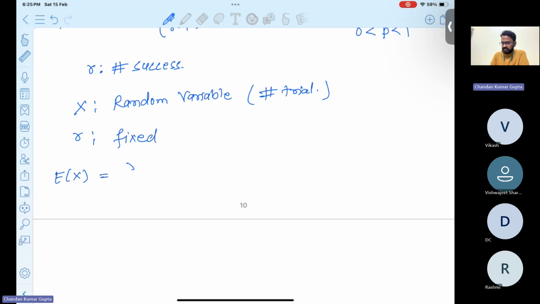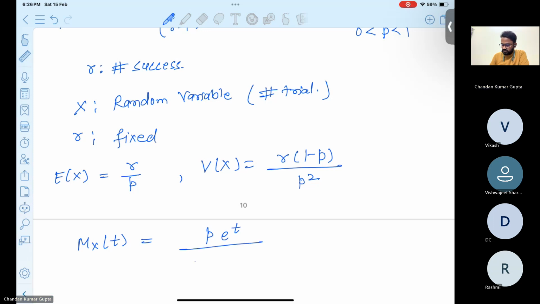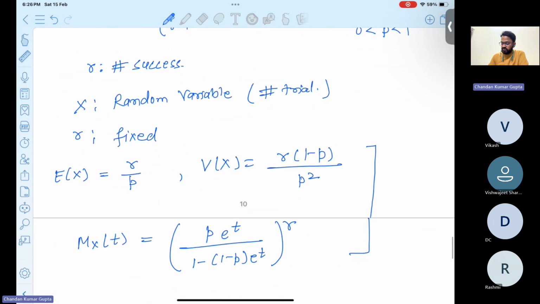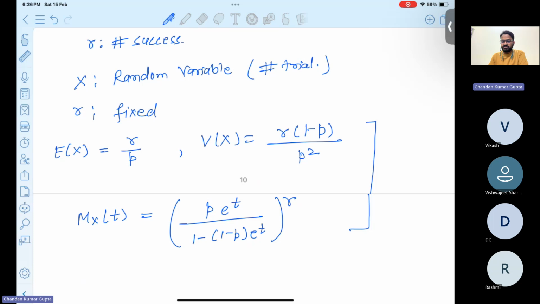The expected value here is r by p. The variance of the negative binomial distribution is r(1 minus p) on p square. And the MGF will be (p e to the power t over 1 minus (1 minus p) e to the power t) whole to the power r. For the geometric distribution, the only difference is the multiplication of r, and in the MGF, the power r. So if we put r equal to 1, we get the mean, variance, and moment generating function for the geometric distribution.